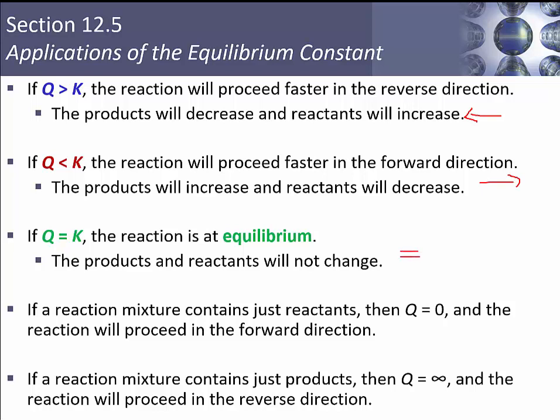If a reaction mixture contains just the reactants, then Q is equal to 0 and it has to go in the forward direction because K is always going to be positive. Right? The kind of center point you're thinking about for K is 1, right? If it's bigger than 1, a really big number, then it's going to go forward, favor the products. If K is small, less than 1, but not negative, it's going to favor the reactants. If the reaction contains just products, then Q is going to be at infinity, and the reaction is going to proceed in the reverse direction.